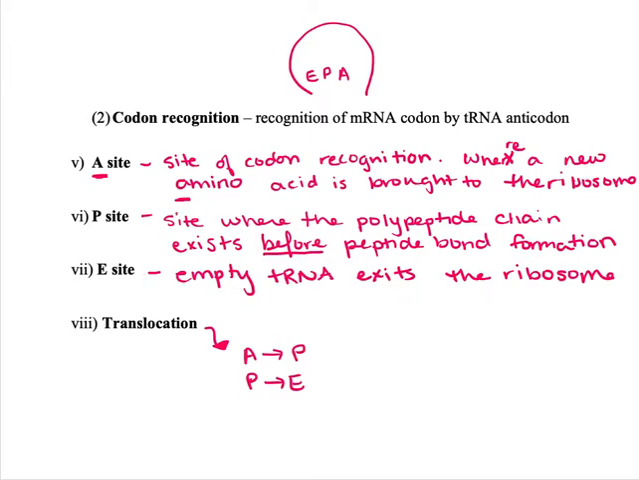All right, so P site, I like to think of P as where the existing polypeptide chain is before peptide bond formation, and the E site is where the empty tRNA exits the ribosome.